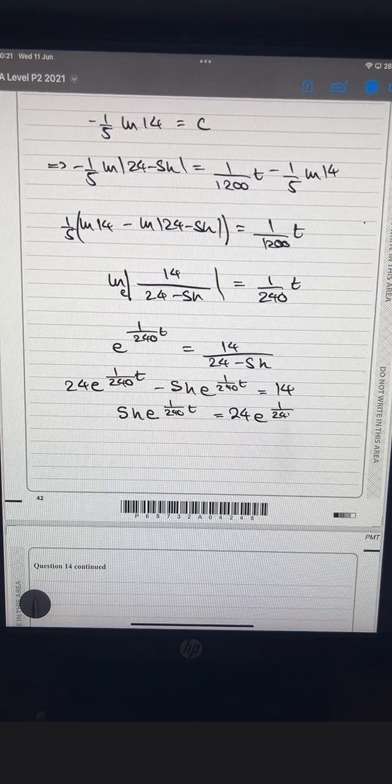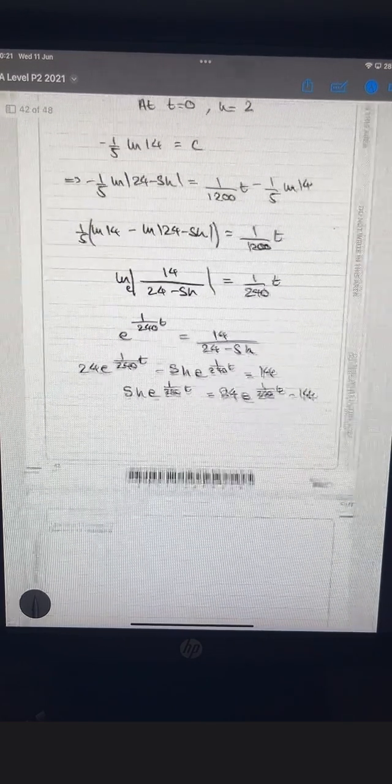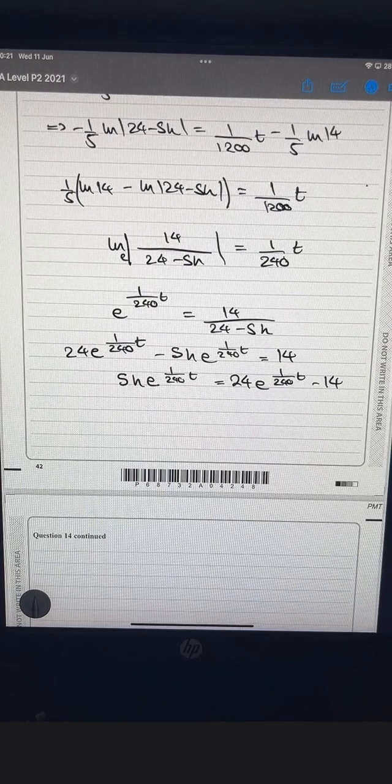All right? So that's the only thing I could logically do, right? Multiply through and rearrange to get h on one side. Okay, now what am I going to do? I just want to separate the 5 and this from the h, right? That's all I have left to do. So I'm going to divide by e to the 1 over 240t from both sides. So I get 5h is equal to, well, that just becomes 24. Is that what it becomes? Yep, 24 minus 14 over e to the 1 over 240t.